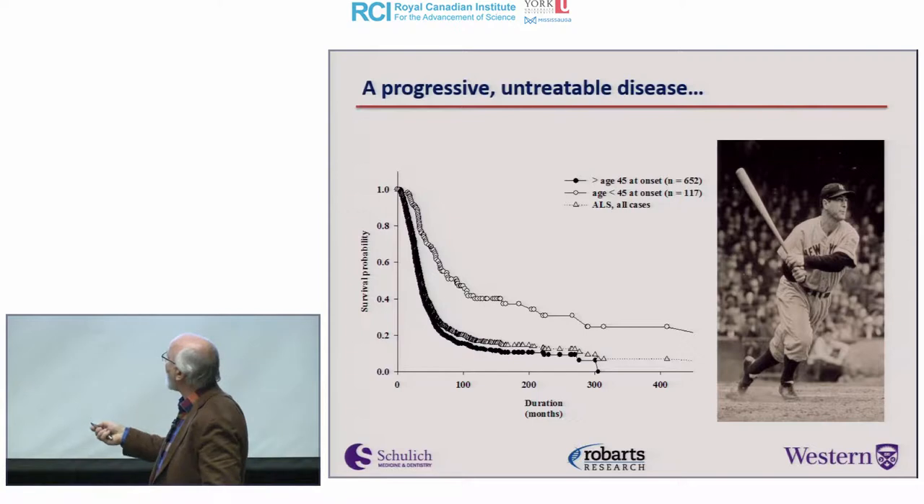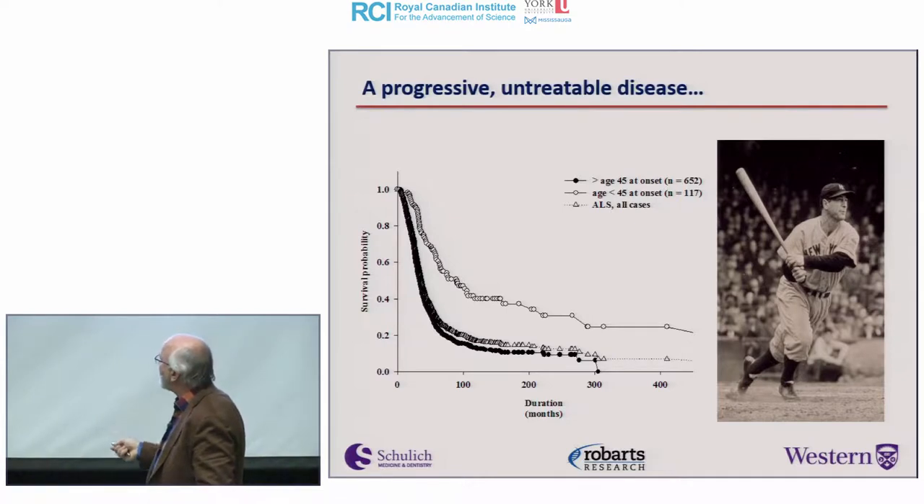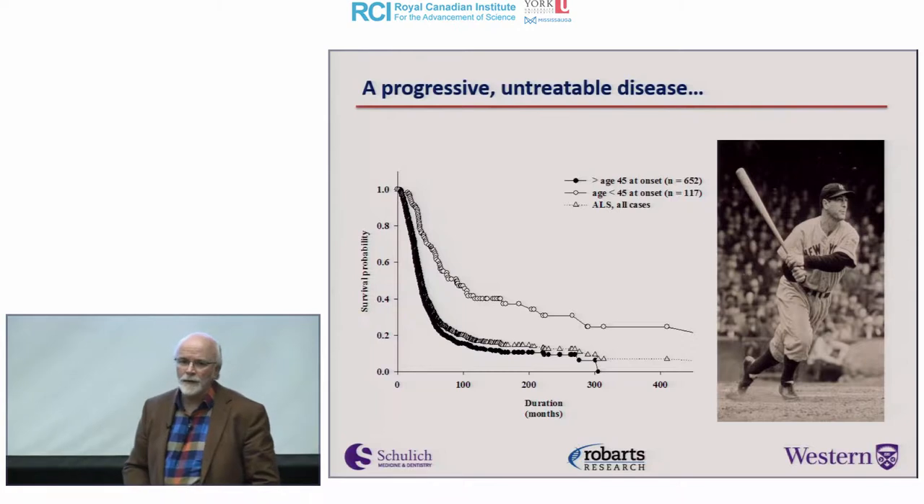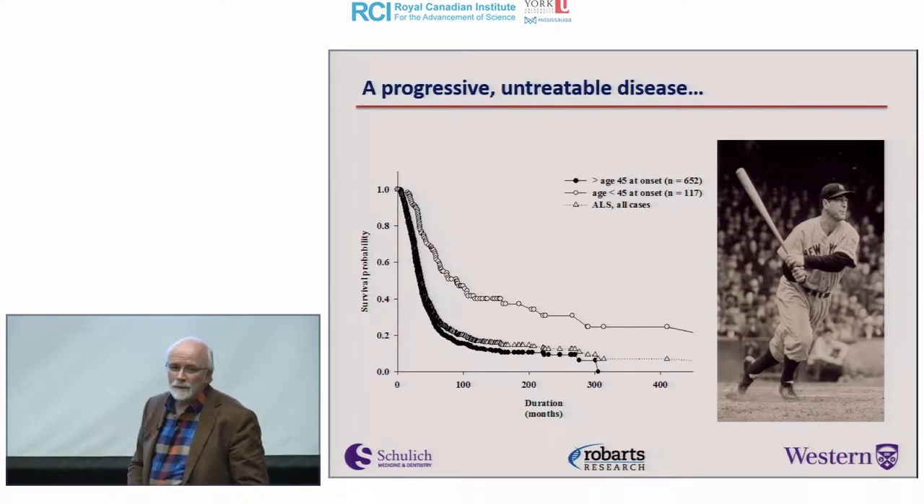Here, if I look at the average survivorship, and this is just simply looking at cases from southwestern Ontario, we did this a few years ago, but this data exists whether you're at the Mayo Clinic or in Europe or somewhere else, right? So yes, most people, this is in months, half of people will have died within 60 months. But look at this, what about this group? Here's a whole group of people who are out at 400 months from the time of onset and still alive, not on ventilators or otherwise.